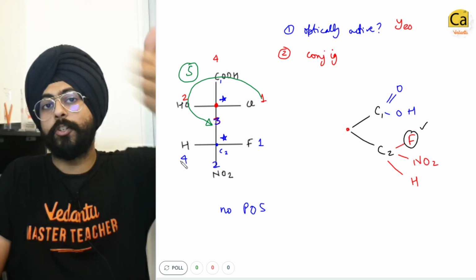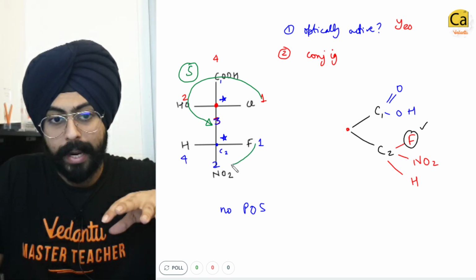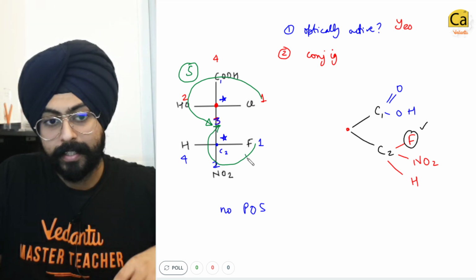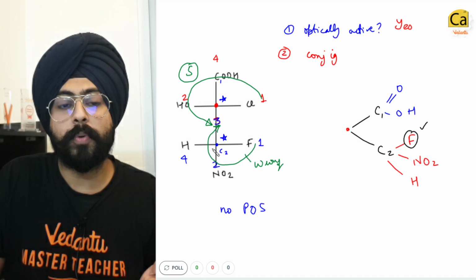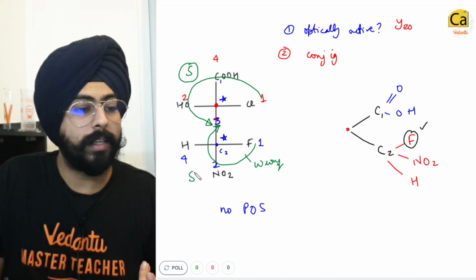Now hydrogen is towards you. So whatever order you get, this is the wrong order. So what is right for this particular carbon? Right once again is S.